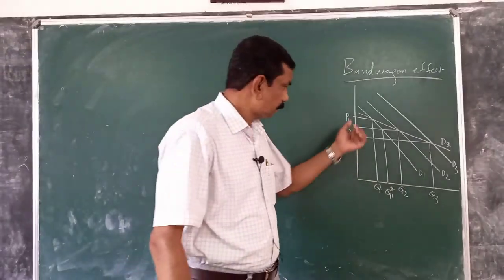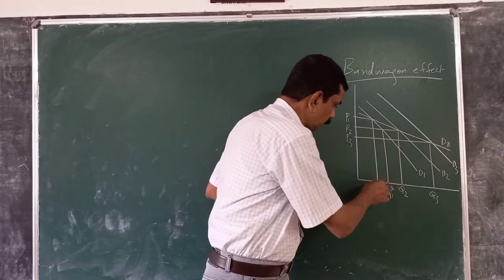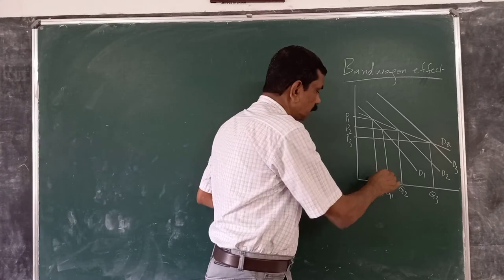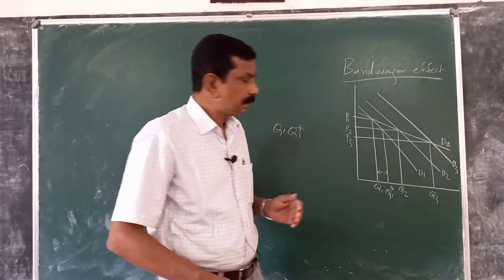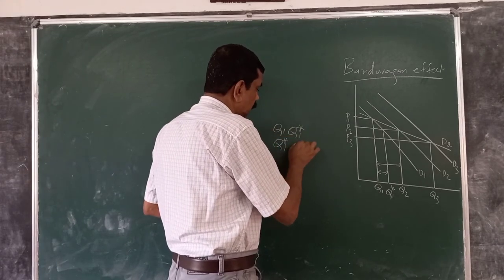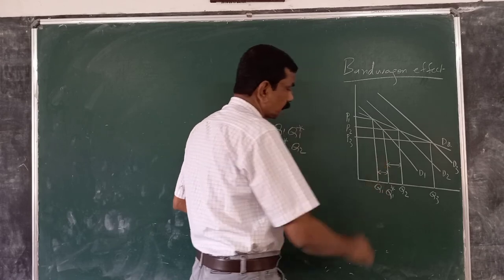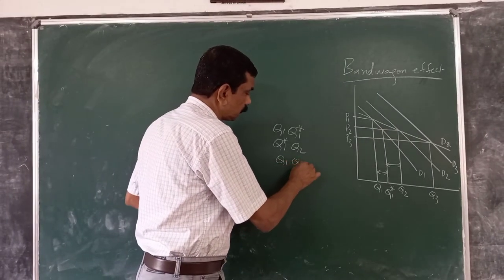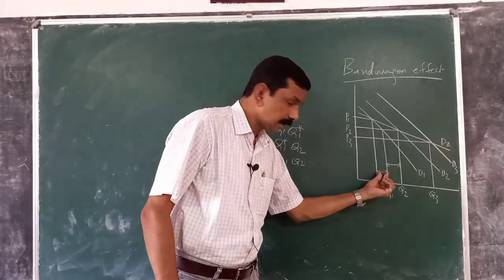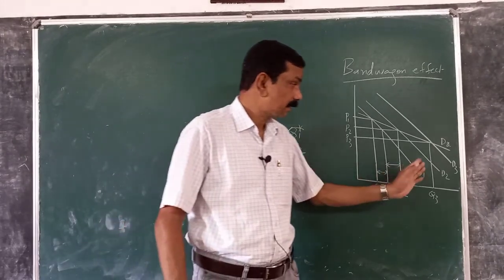Let us see how. As the price decreases from P1 to P2, movement along the same demand curve is the price effect. So Q*1 is the price effect. Q*1 Q2 is the bandwagon effect, and Q1 Q2 is the total effect. So the price effect, the bandwagon effect, and the total effect. The total effect is now divided into a price effect and a bandwagon effect.